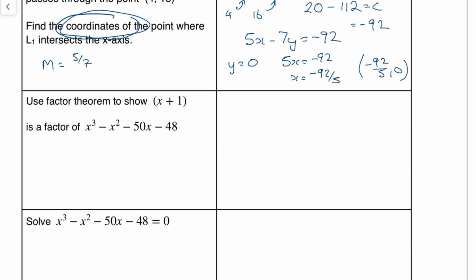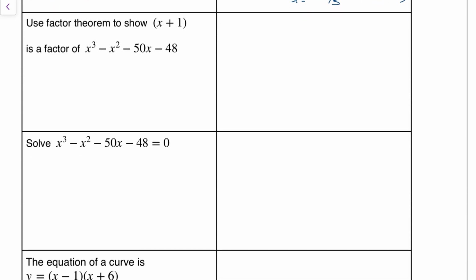Next question. Okay, so it's a factor theorem question. It specifically tells you what to do. So you need to be using the words and mentioning it correctly. So I'm going to start by saying that this is equal to f of x. Just makes the whole thing easier. Then I'm going to say f of minus 1, in other words, the negative of this number here, is equal to, well, minus 1 cubed is minus 1. Minus 1 squared is 1, so take away 1. Take away 50 minus is plus 50. And then take away 48, well, that gives me 0.